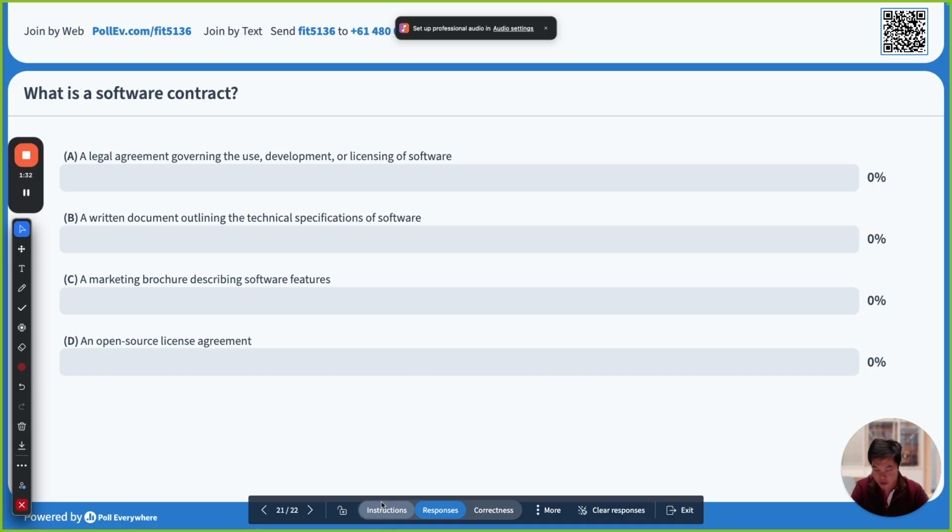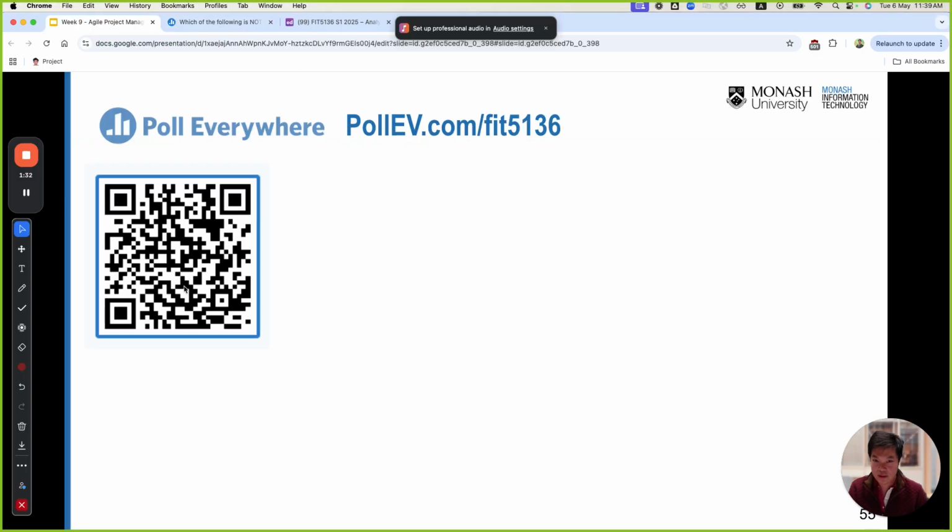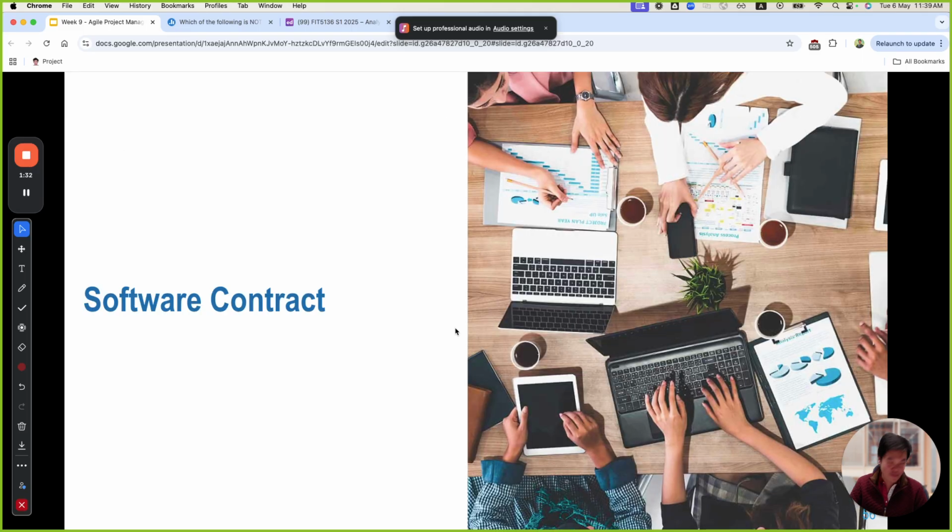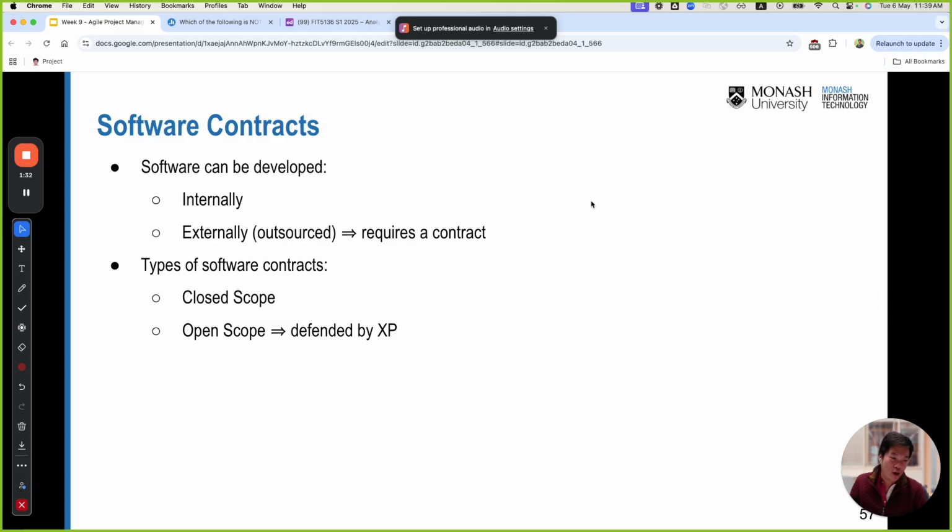What is a software contract? Basically, a software contract is more like requirement documentation. It is something that internally and externally organization stakeholders agree upon, because software can be developed internally. Let's say I'm a software company, I develop the software for another party, for the marketing team, that kind of thing. That's software developed internally. Or you can outsource to external organizations.